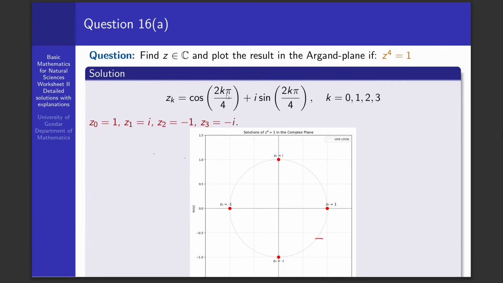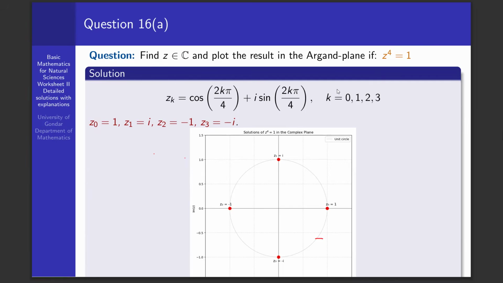Cosine of pi is minus 1, but sine of pi is 0, so there is only a real part, and z2 is simply minus 1. The third one is when k is 3: 2 times 3, that's 6 over 4, or 3 over 2 pi, plus i times sine of 3 over 2 pi. But sine of 3 over 2 pi is 1, and cosine of this value is 0. Therefore, it is purely imaginary, so z3 is minus i.